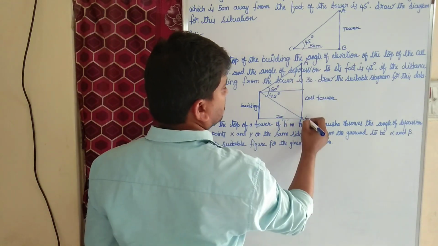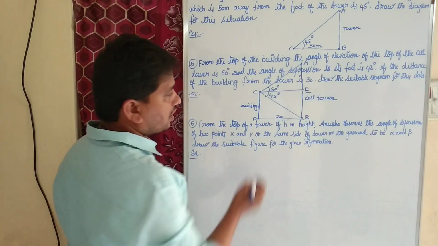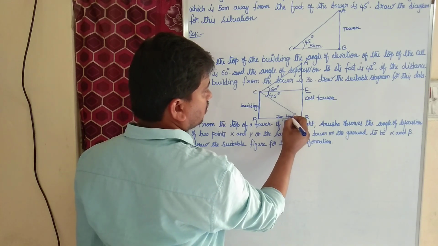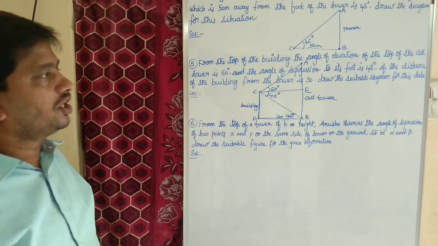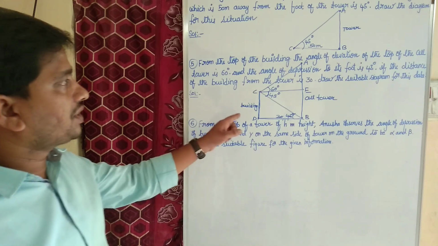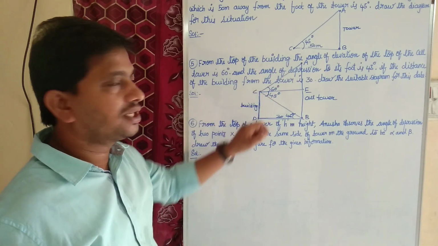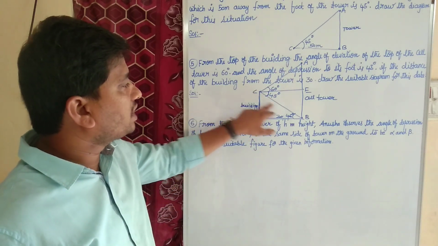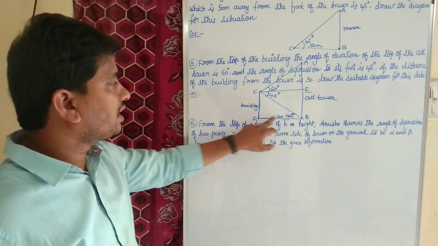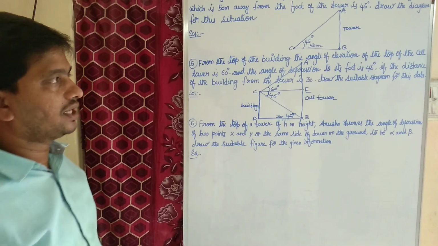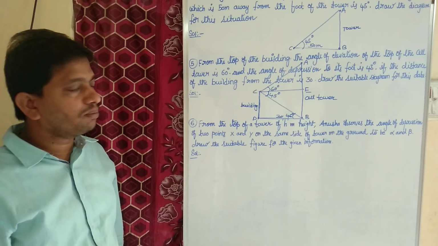If you call the cell tower AB, and this is our CD, and this is our E. If it is 45 degrees, then this angle is also 45 degrees. And the distance between B and D is 30 meters. Children, did you understand the question? The angle of elevation from the top of the building to the top of the cell tower is 60 degrees, the angle of depression to its foot is 45 degrees, and the distance between the cell tower and the building is 30 meters. Draw the diagram for this data. Okay. Now coming to question number 6.